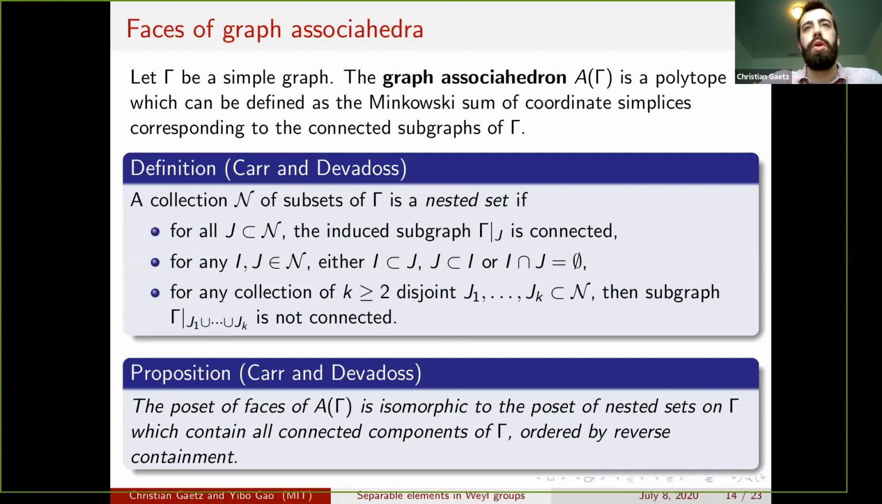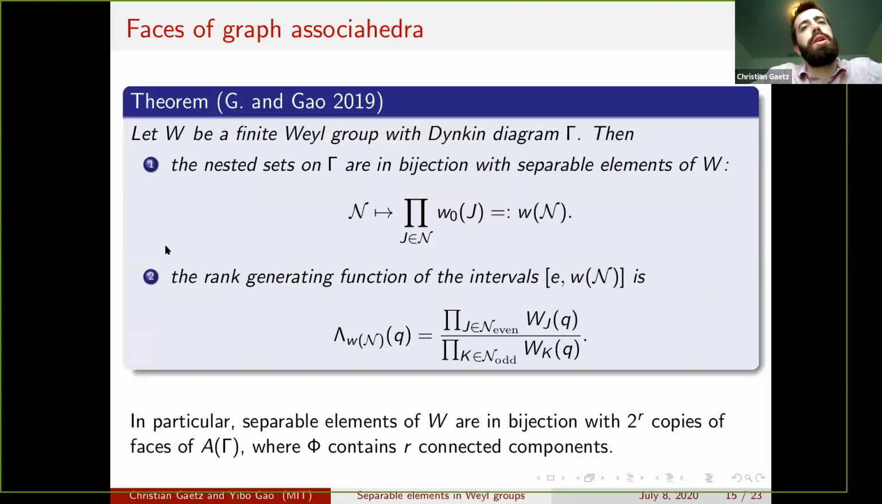Okay, how is that connected to separable elements? Well, here it is. If W is a finite Weyl group and gamma is its Dynkin diagram, then the nested sets on gamma are in bijection with the separable elements via this bijection. I take a nested set, which is some collection of subsets of my Dynkin diagram. Those subsets, call them J. For each such J, take the longest element of the parabolic subgroup associated to that and multiply these together. Now these don't commute, so I need to tell you the order in which to multiply them, but you should take an order consistent with the nesting. And this will be a separable element, and this is a bijection between separable elements and nested sets.